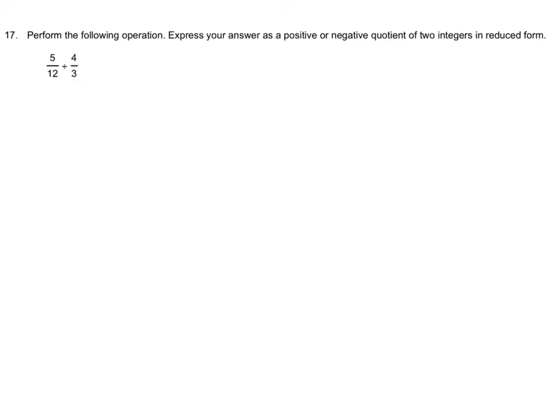Perform the following operation. Express your answer as a positive or negative quotient of two integers in reduced form. Here I have 5/12 divided by 4/3. In order to divide fractions, you keep the first fraction as is, so that's 5/12. Then you change the division sign to a multiplication sign, and you flip the second fraction. So instead of 4/3, I'm going to flip it and write 3/4. Now we just perform the multiplication.